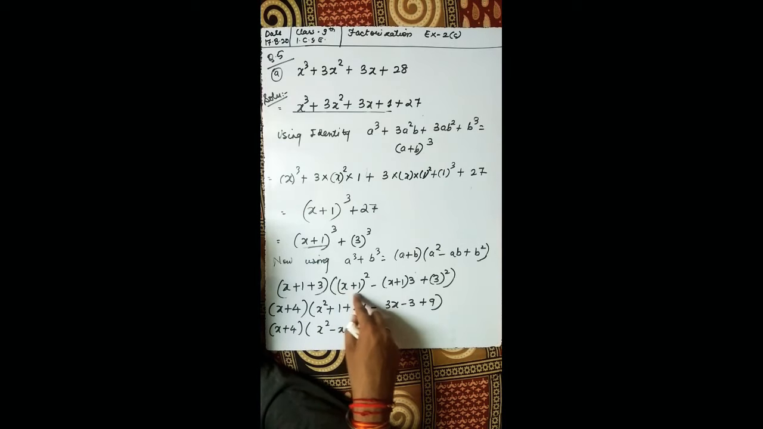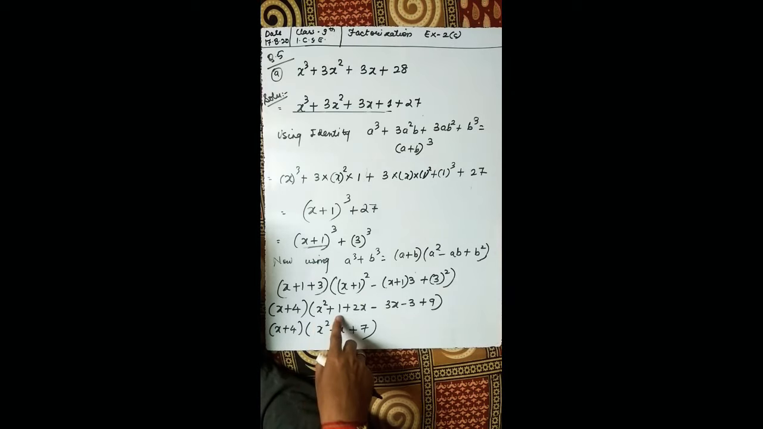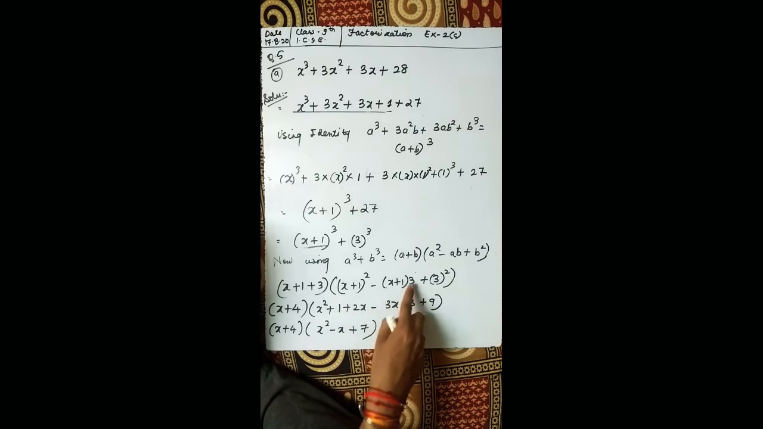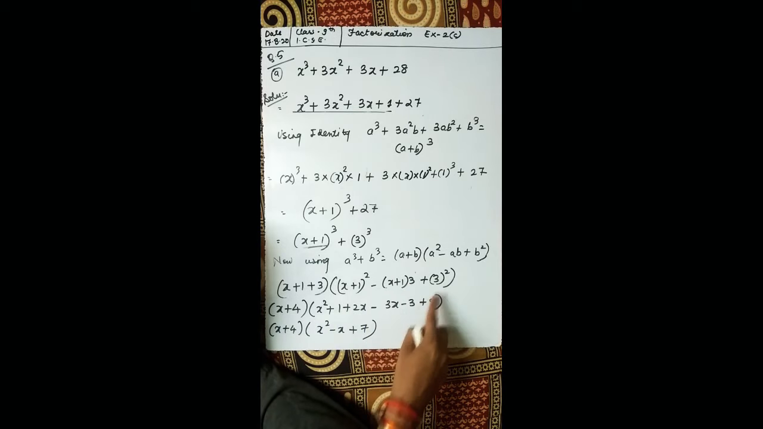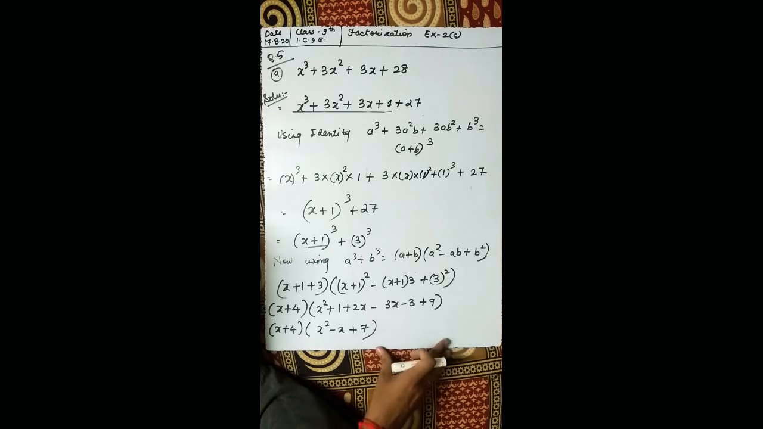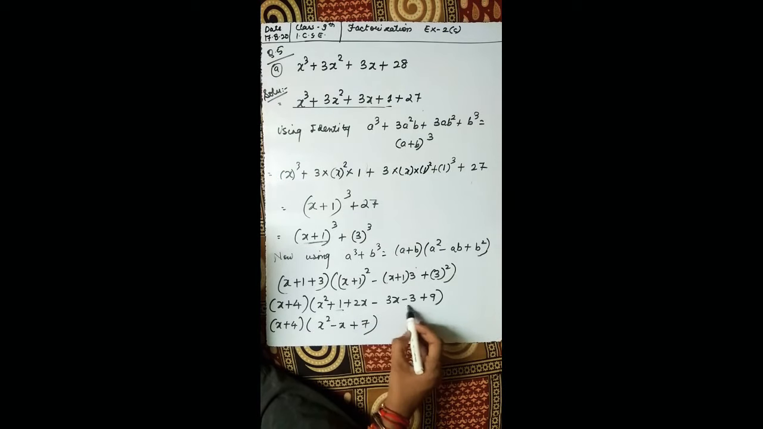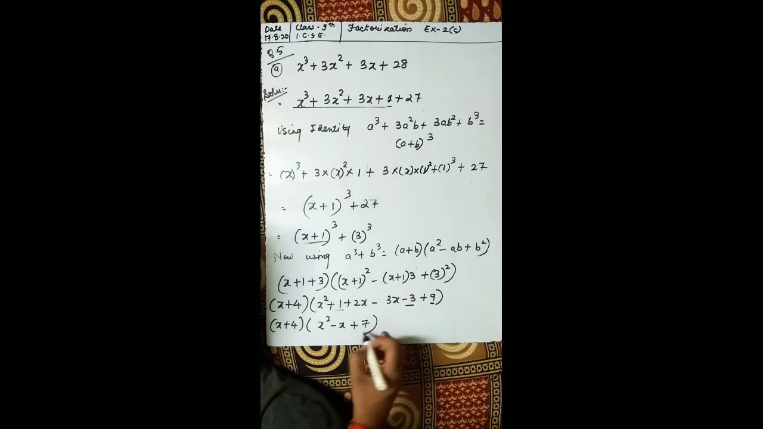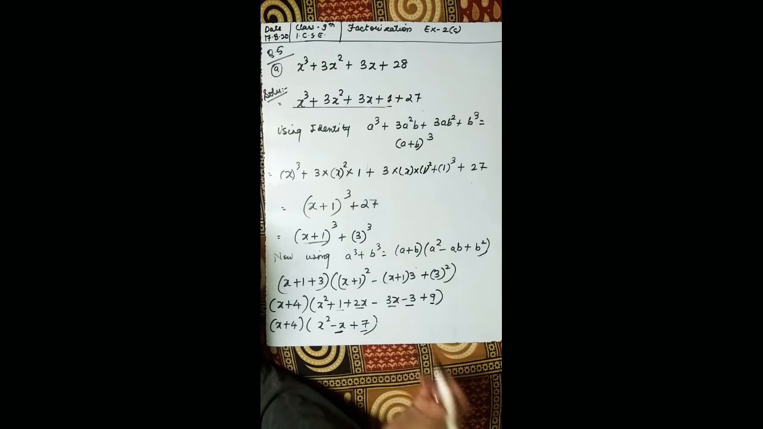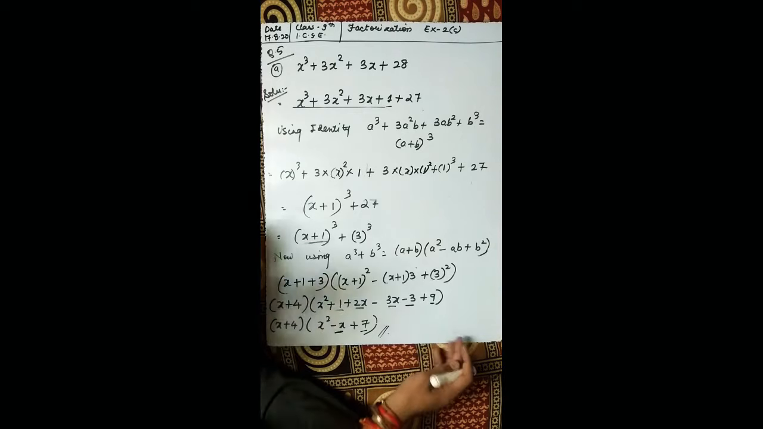Expand by using the a plus b the whole square identity, a square plus b square plus 2ab, minus 3x minus 3, and 3 square is 9. So 1 minus 3 minus 2 plus 9 is plus 7. 2x minus 3x is minus x, and x square as it is. So this is the final answer.